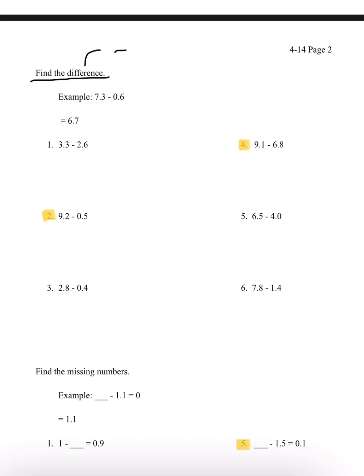Number 2, we have 9.2 minus 0.5. So I'm going to line them up. And when lining them up, you have to line them up so the decimal points are on top of each other. So let's go. We have to turn this into a 12 as we borrowed it from 9, which turned into an 8. 12 minus 5 is a 7.